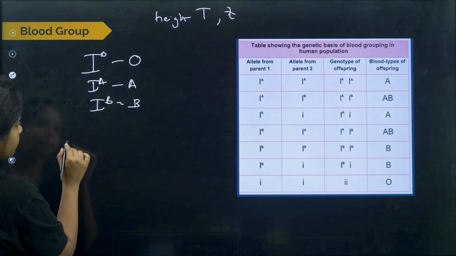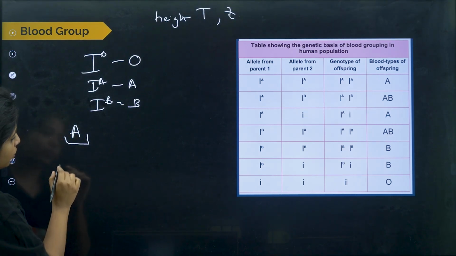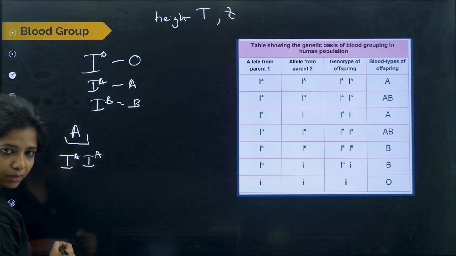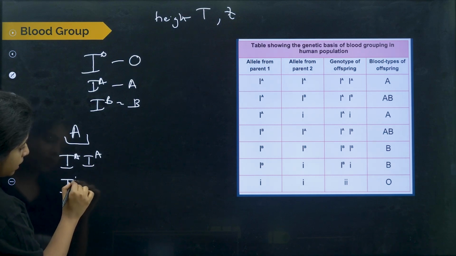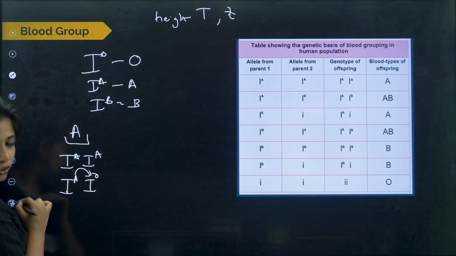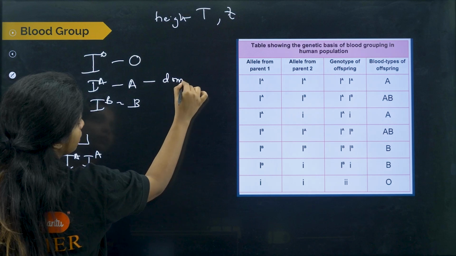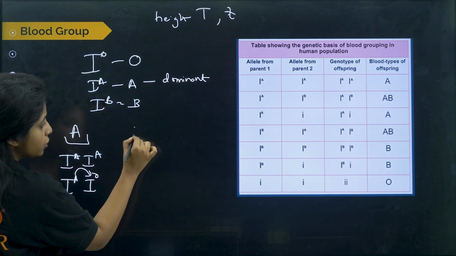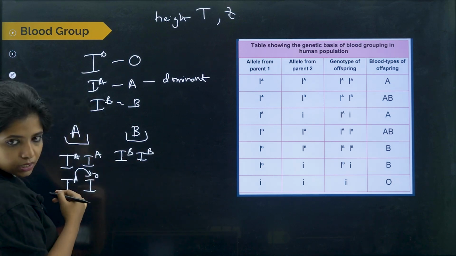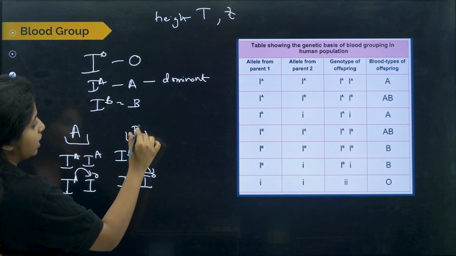Now suppose I say that a person has A blood group. What all can be the genotype? It can be IA IA. So in one chromosome it can be IA, and in the other chromosome also it can be IA. The next scenario can be IA and IO. This is also a genotype. That means A is dominant over O, which is why A is being expressed over here. So A is a dominant allele. Now for a person to have B blood group, it should be IB IB homozygous, or it can be IB IO. That means B is also dominant over O. So B is also dominant.